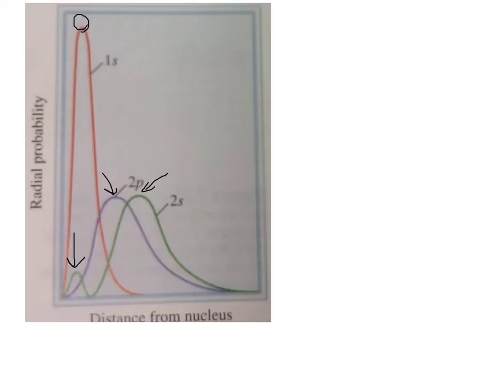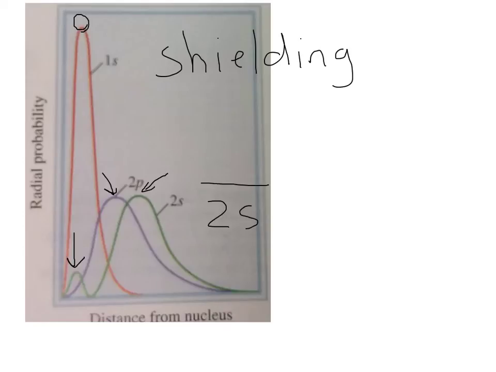So, because it is closer to the nucleus, because it penetrates in closer to the nucleus, the orbital that is, it shields the 2p electron from the nucleus. We call that shielding. Again, it's because the 2s orbital penetrates in closer to the nucleus, and we call that shielding. So the 2s penetrates closer to the nucleus, shields the 2p electrons from the nucleus, and therefore 2s electrons are going to be lower in energy than 2p electrons.